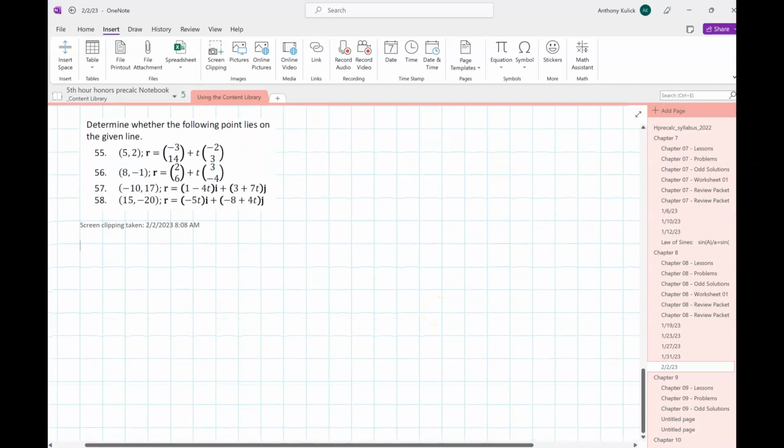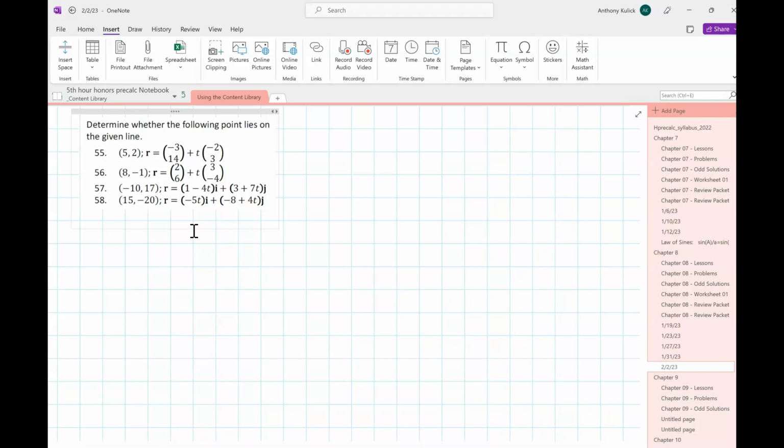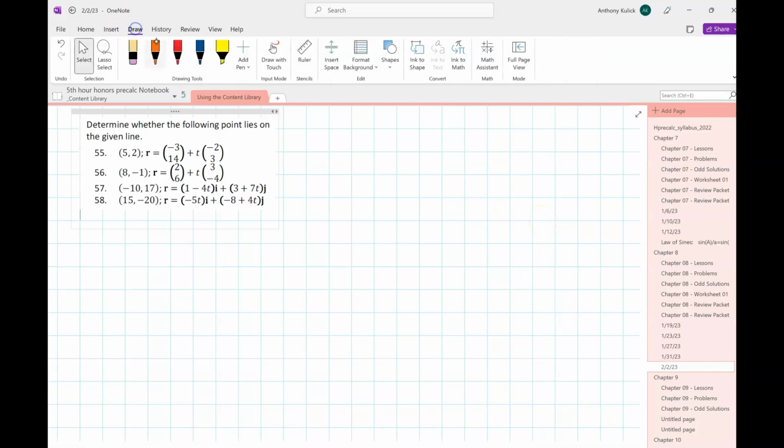So 58 asks us to determine whether the following point lies on the given line. So this is the procedure you do to check to tell the difference between something that's coinciding and parallel. This is the procedure. So this same skill is something that would come up again in that kind of branch.